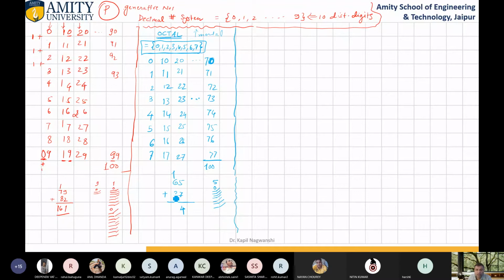Okay, after that, let me write here. 1 plus 6, 1 2 3 4 5 6, plus 3, 1 2 3. Okay, let me start. 2 3 4 5 6 7 10 11 12. So the answer is 124 in octal. Now you are open to ask the question, how did I add these two numbers?